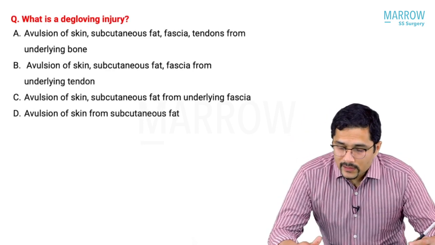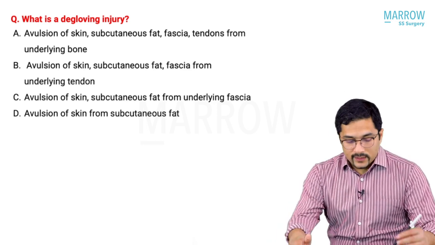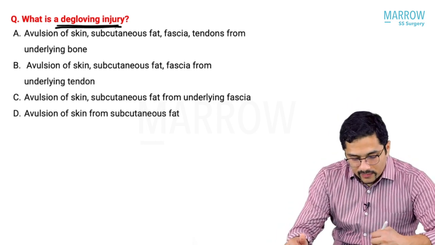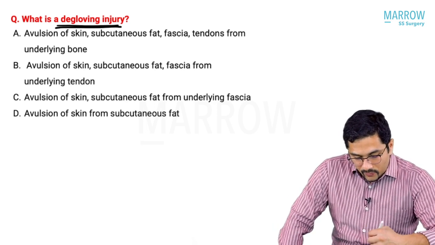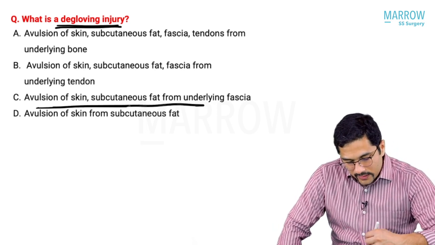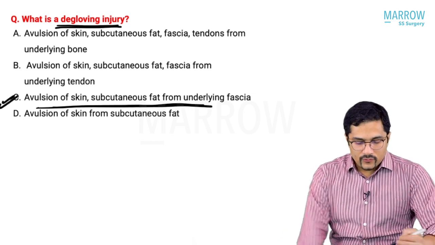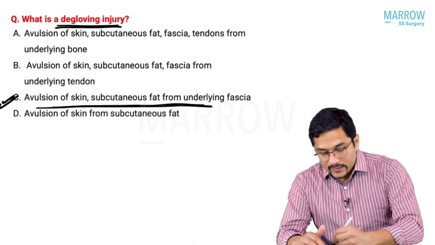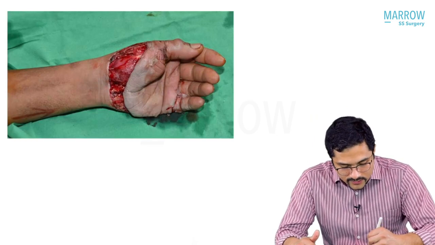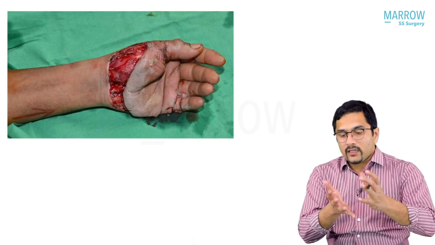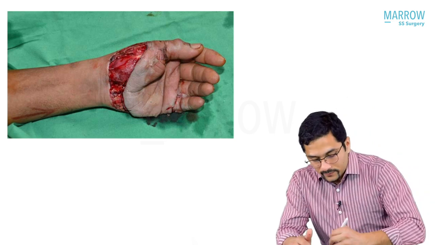Degloving injury has been asked many times in the past, also in the NEET PG exam. Degloving injury is avulsion of skin and subcutaneous tissue from the underlying fascia. This is what degloving injury looks like. You can see that the skin and the subcutaneous tissue has been avulsed from the underlying fascia.